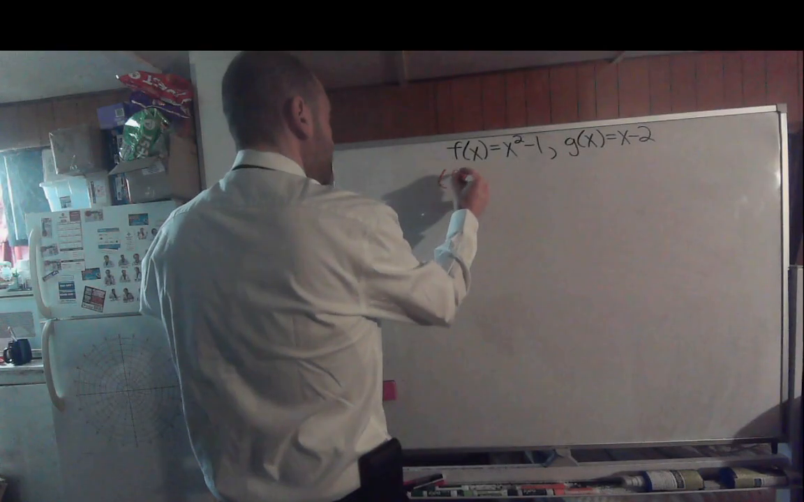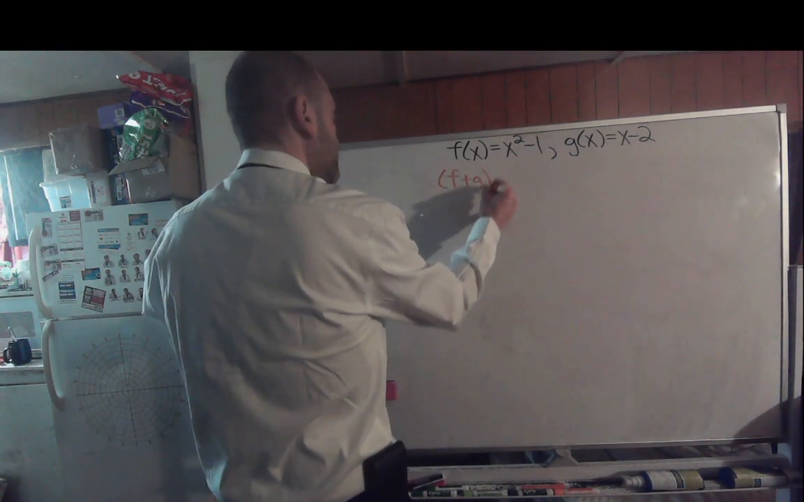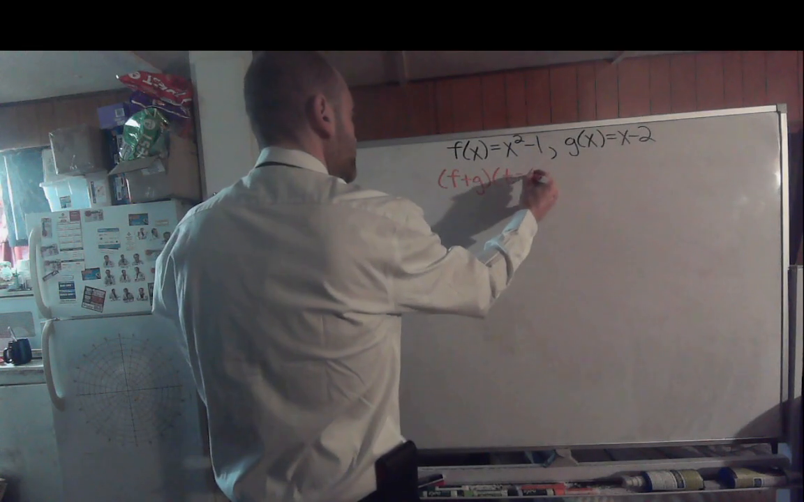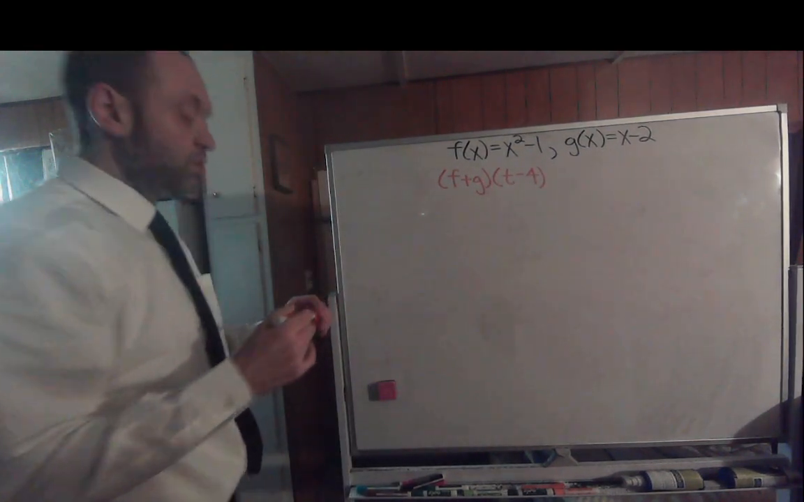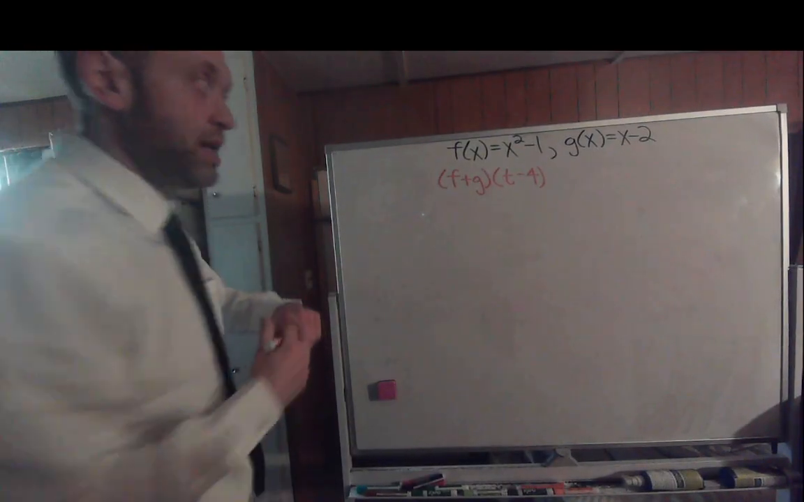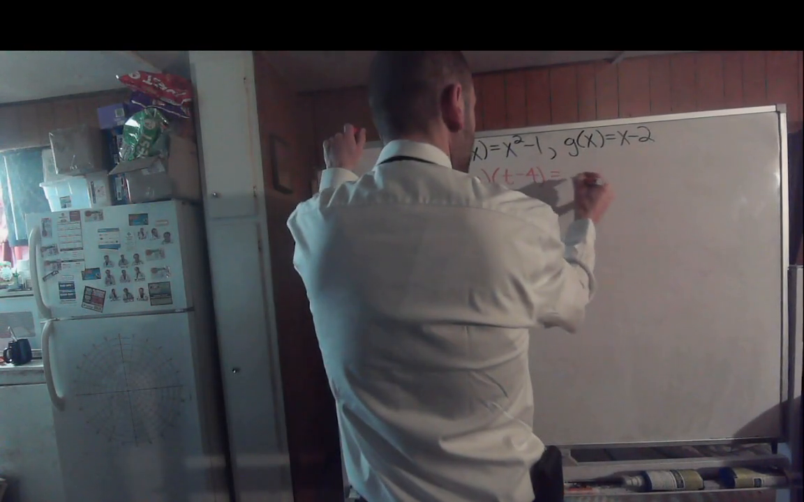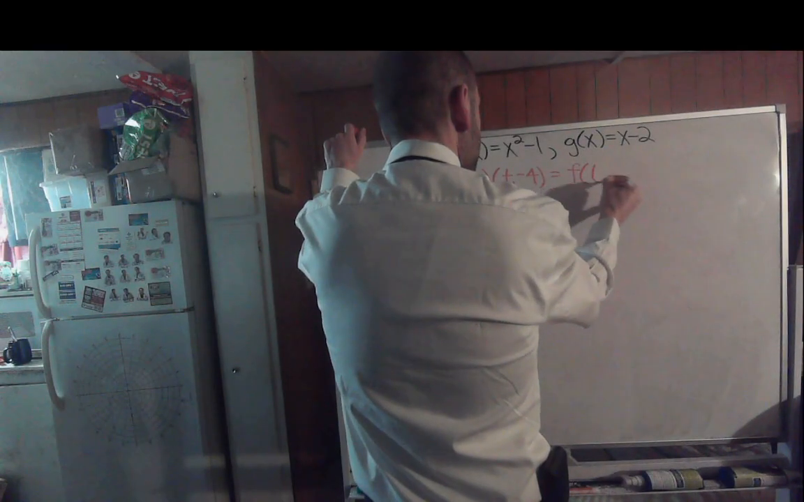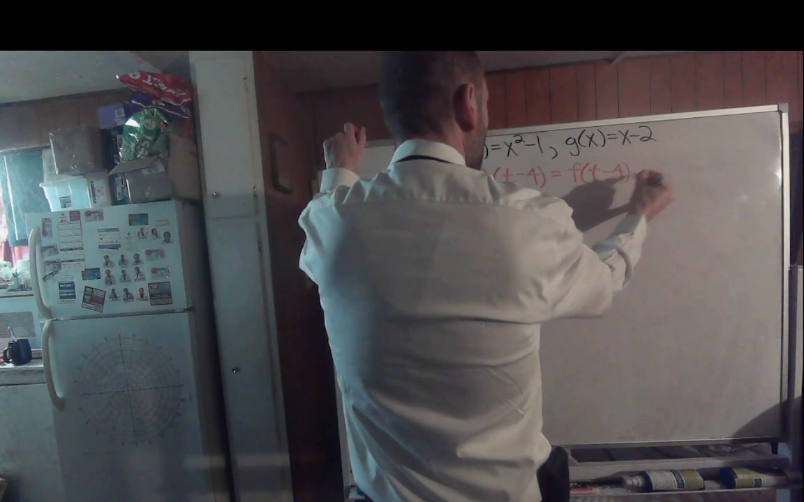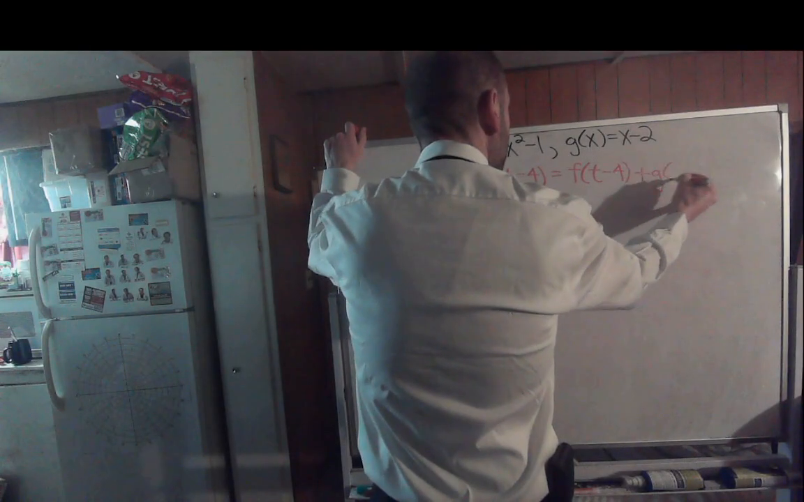Alright, let's do f plus g of t minus 4. So we're going to take f plus g of t minus 4. Well, that's going to be the same thing as f of t minus 4 plus g of t minus 4.